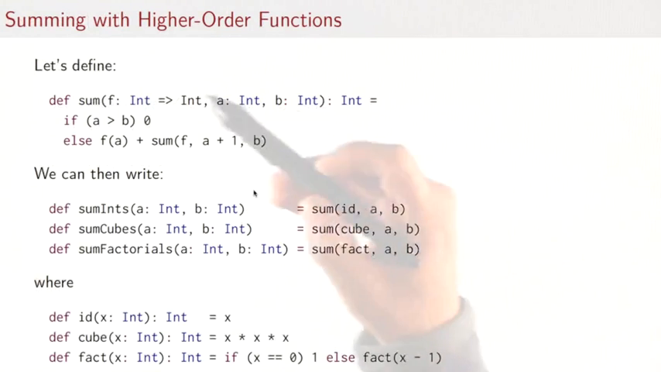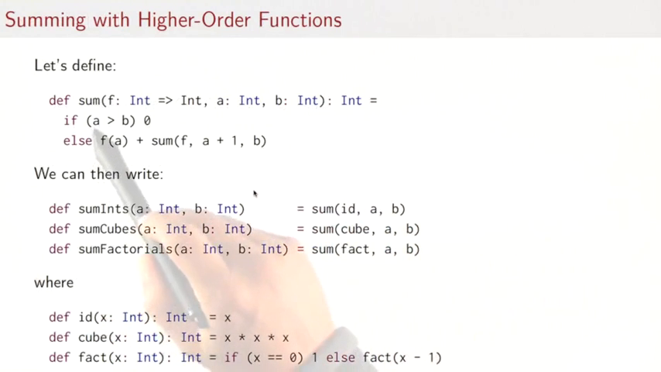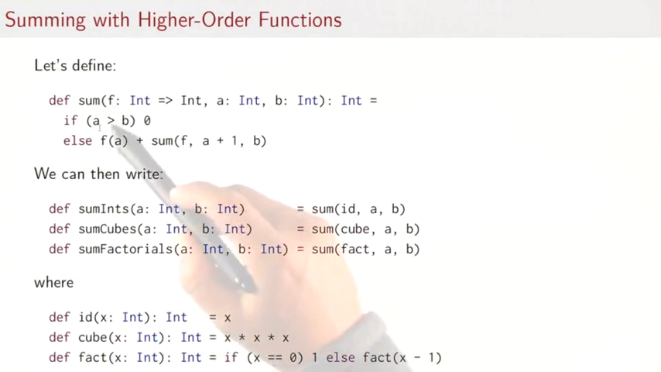So here's how that's done. Let's define a function sum, which takes a parameter f of type Int to Int, and the two bounds a and b, both Ints. And let's generalize the previous three definitions as follows. We write if a greater than b, then 0. Otherwise, take f of a plus sum of f, a plus 1, b. So the new thing here is that f is a parameter of the sum function. It's not a given function, it's a parameter.